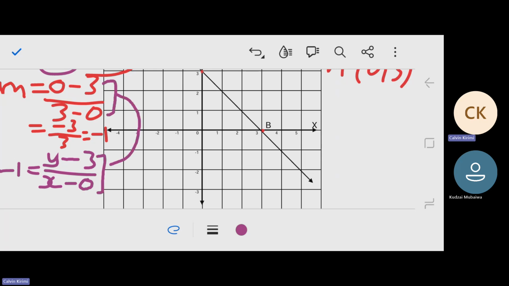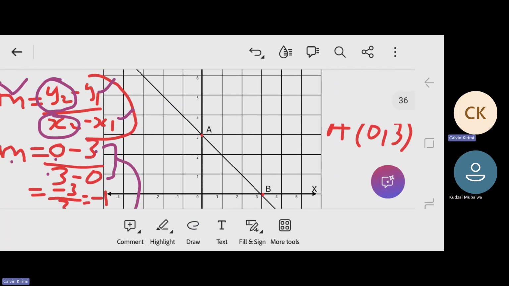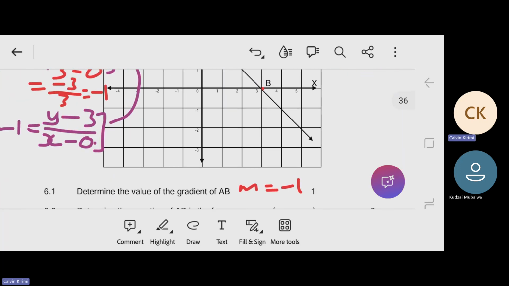That is the equation. Where there is m, you put your m. In place of y2, you put y. In place of x2, you put x. But y1 and x1 stay the same, 3, 0. Can you see? Yes, sir. Now we want to put it in that format where we always start with y equals to something. We want to make y the subject of the formula now.